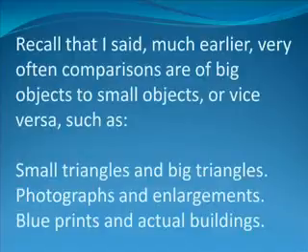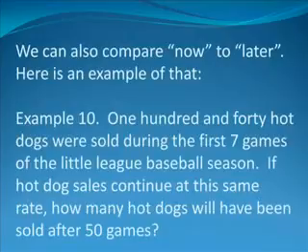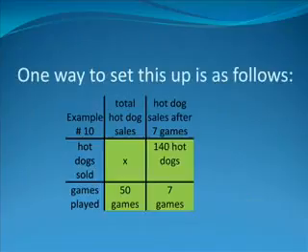Recall that I said much earlier, very often comparisons are of big objects to small objects, or vice versa. Small triangles and big triangles, photographs and enlargements, blueprints and actual buildings. We can also compare now to later, as I indicated earlier as well. Here is an example of that. Example 10. 140 hot dogs were sold during the first 7 games of the Little League Baseball season. If hot dog sales continue at this same rate, how many hot dogs will have been sold after 50 games?